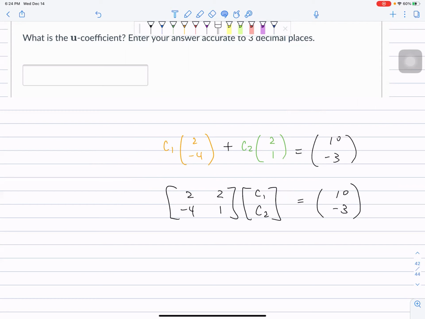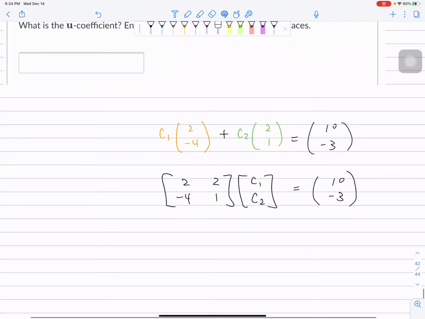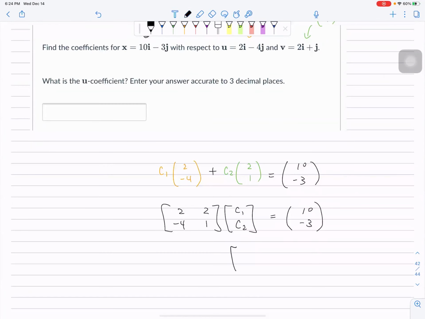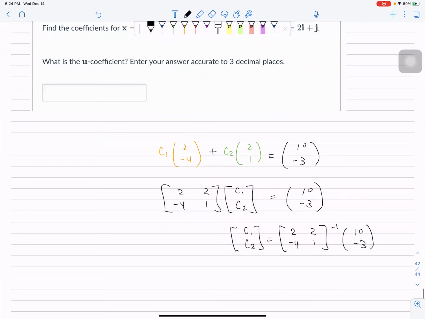How do I solve that? I could either row reduce, or because this is a nice small 2 by 2 matrix, I can take the inverse. So (c1, c2) is going to be the inverse times (10, -3). What is the inverse? It's 1 over the determinant. The determinant is 2 minus -8. I switch the main diagonal and take the negative of the off diagonal, times (10, -3).